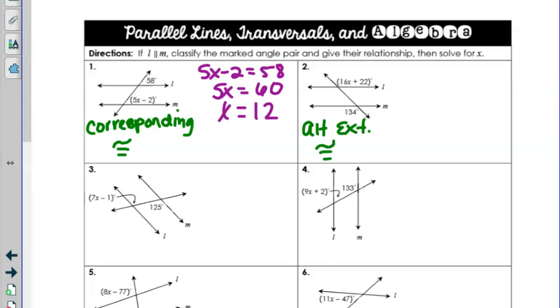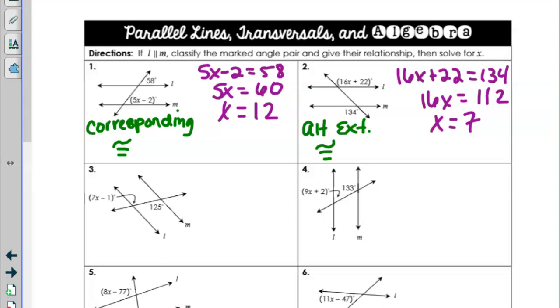Katie, can you set up the equation for me then? 16x plus 22 equals 134. Perfect. We would subtract 22 first. What's 134 minus 22? 112. Excellent. Both of you. And then what does x equal? 7. Excellent.